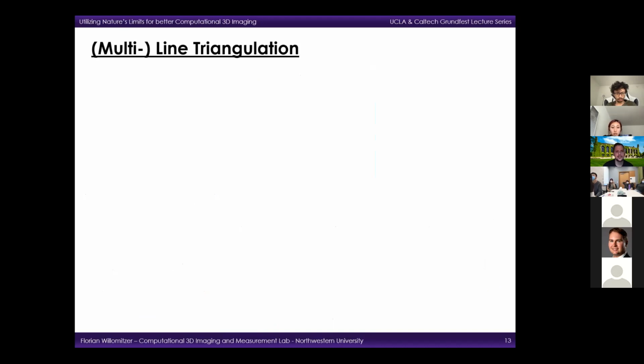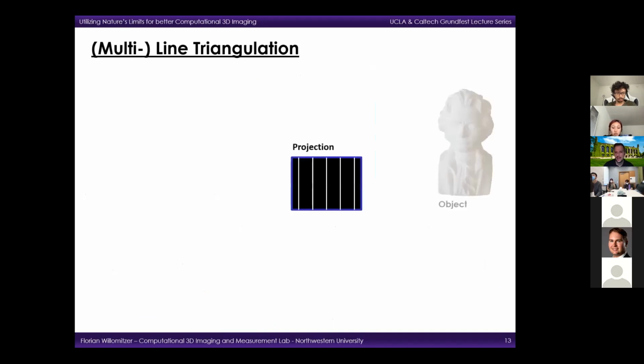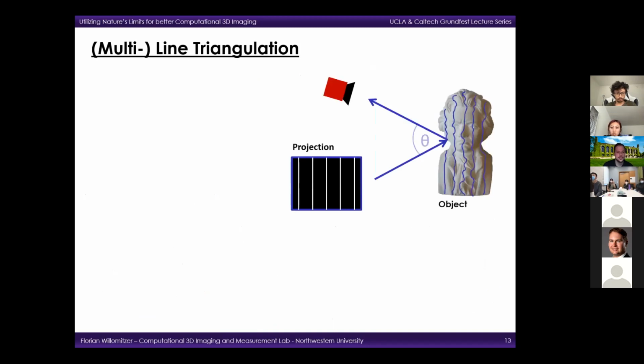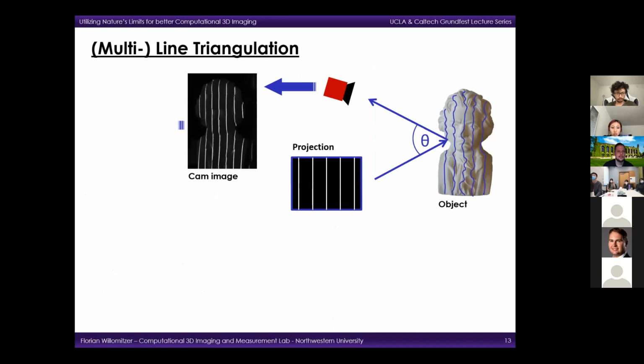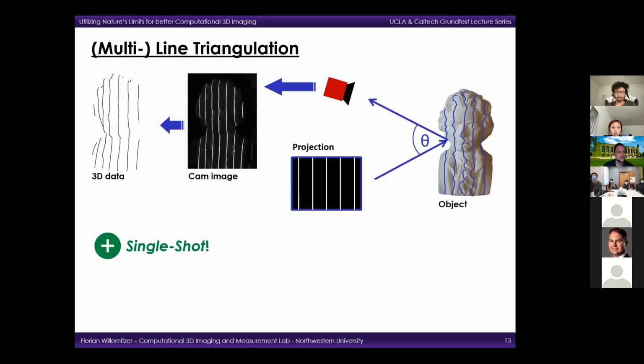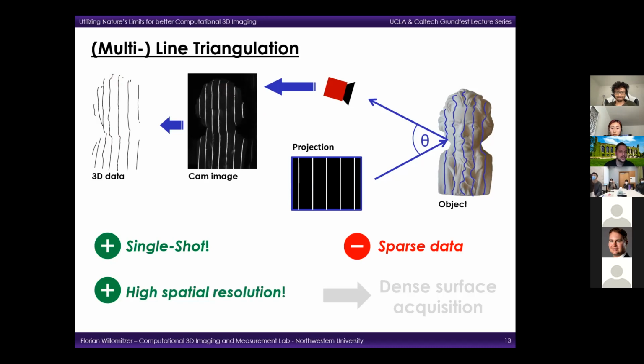Multi-line triangulation works by projecting a narrow line pattern onto the object and observing it with a camera under a triangulation angle. From the deformation of each line in the camera image, you can calculate a nearly perfect 3D profile. This principle is single shot and it preserves high spatial resolution, but there's always a but: only along the lines. Between the lines, there's actually much space, and this makes a dense surface acquisition impossible.